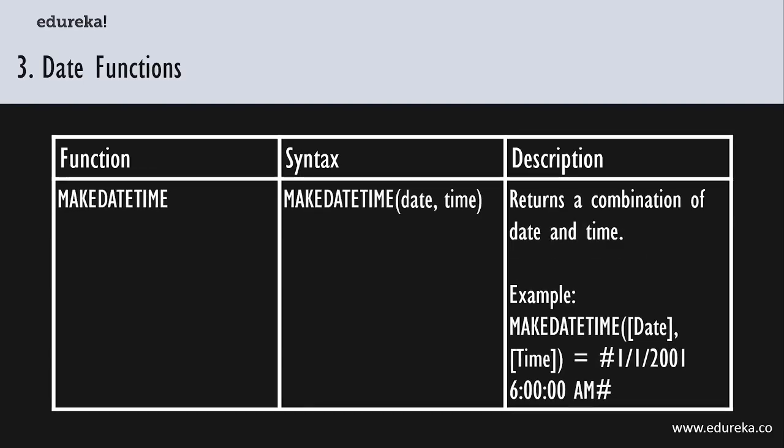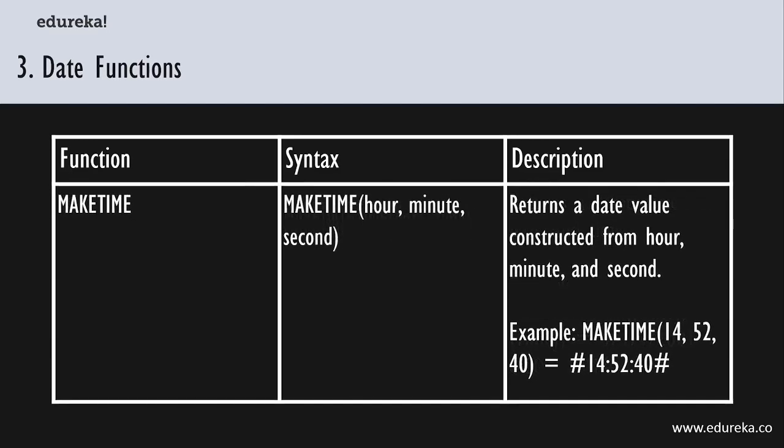This is a slight derivative of the previous function. Now this is basically an extension of makeDate, and along with the date it adds the time as well. Next we have makeTime, which is exactly like makeDate except it's for time. So it returns an hour, minute, and second of the time that you put in. Not going to spend much time here as they're all pretty similar in nature.